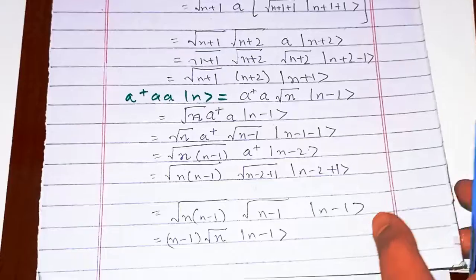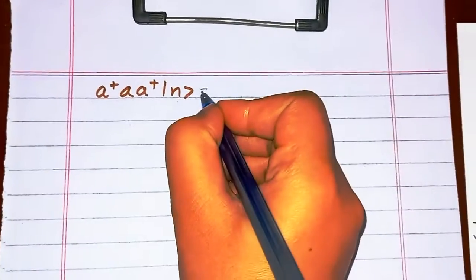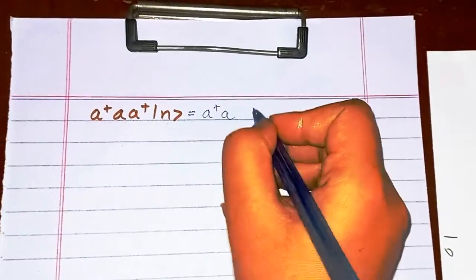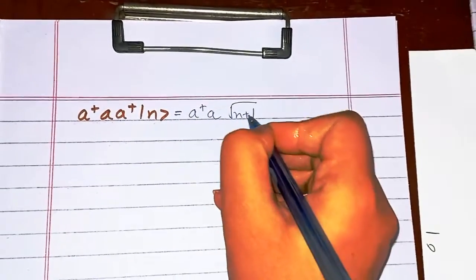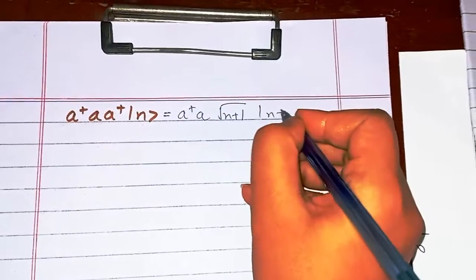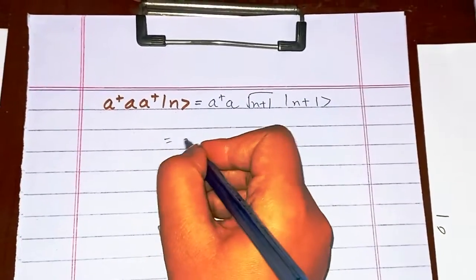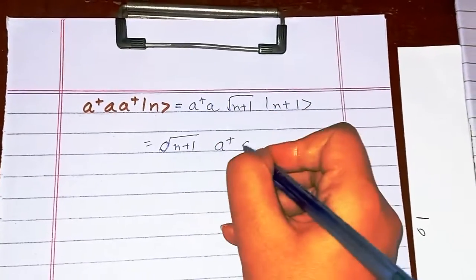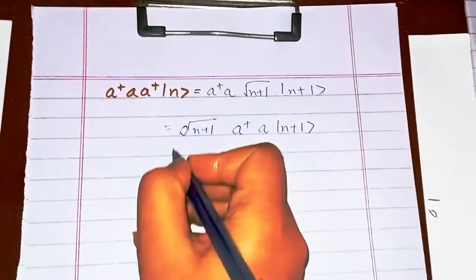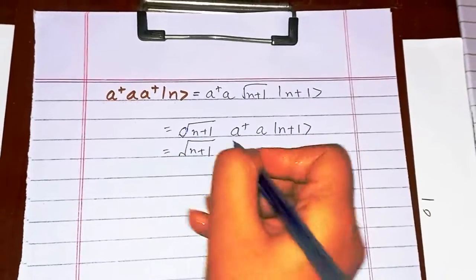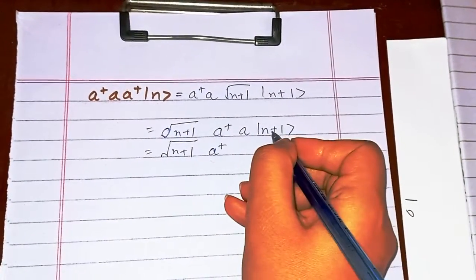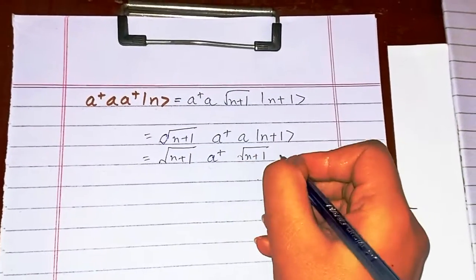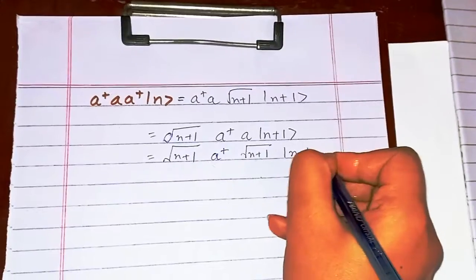Now let's calculate the sixth term. Here is the sixth term, a plus a plus will be applied on a ket, so raising operator, under root of quantum number increased by 1, and also on the ket. We have under root of n plus 1, a plus, now the lowering operator will be applied on n plus 1. It's under root n plus 1, a plus, now the lowering operator applied on this ket, so under root of same quantum number, and ket reduced by 1.